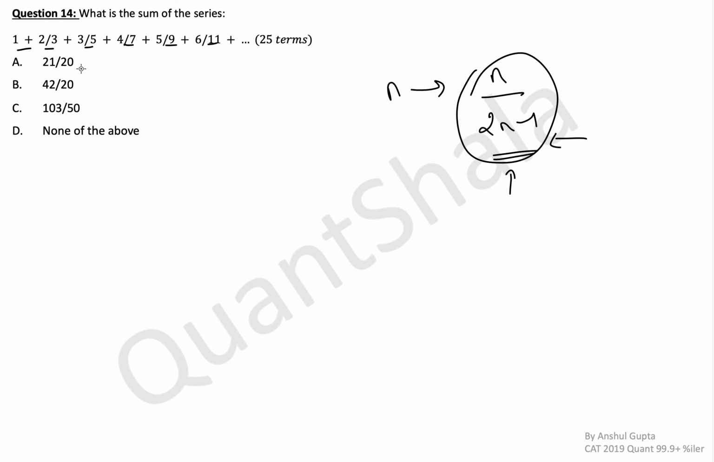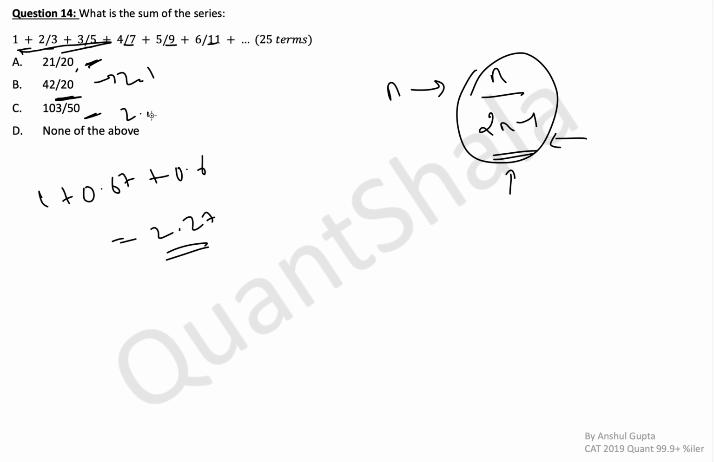So what do we do? In such questions, just try to have an approximate value. What is the total of the first three values here? 1 plus 0.67 plus 0.6. This comes out as 2.27. The first option is less than this. Second option is again 2.1, also around 2.06 or something. Okay. Our answer has to be more than 2.27 because 2.27 is the sum of only first three values and we have to compute the sum of up to 25 terms. So the answer is simply none of these.